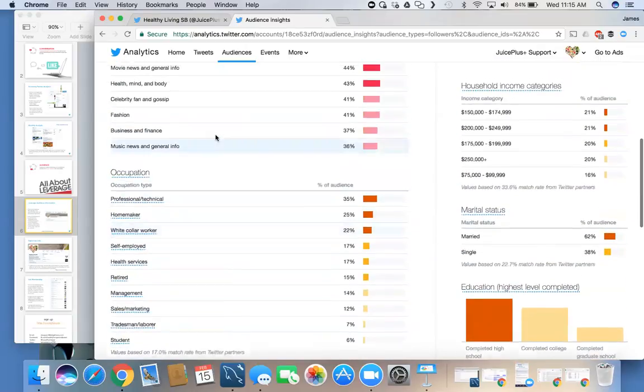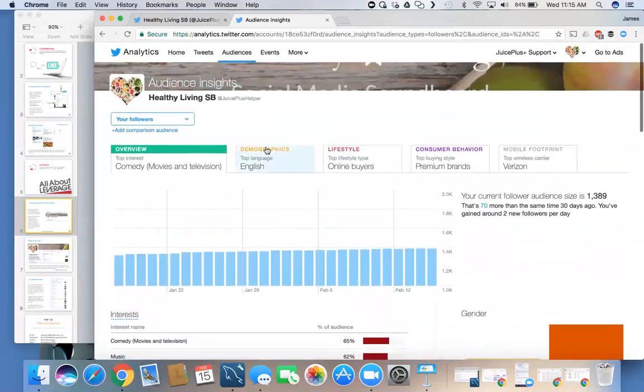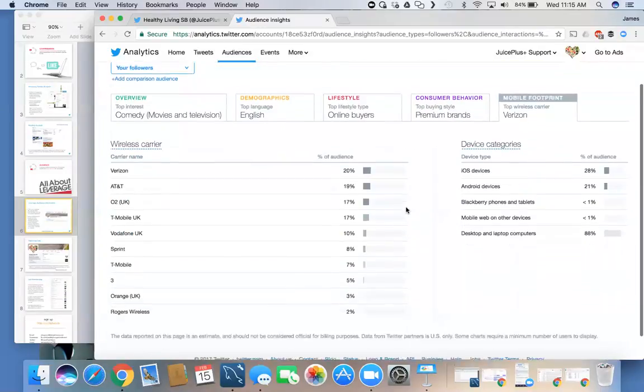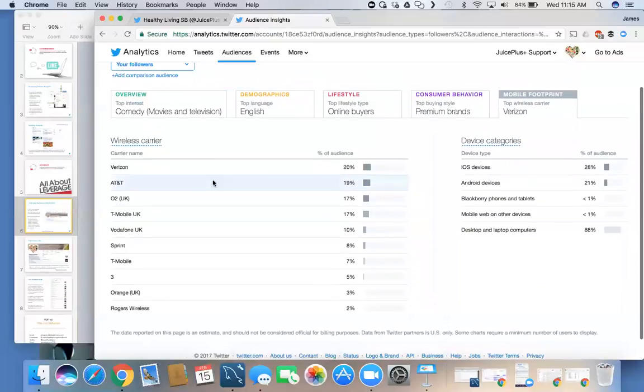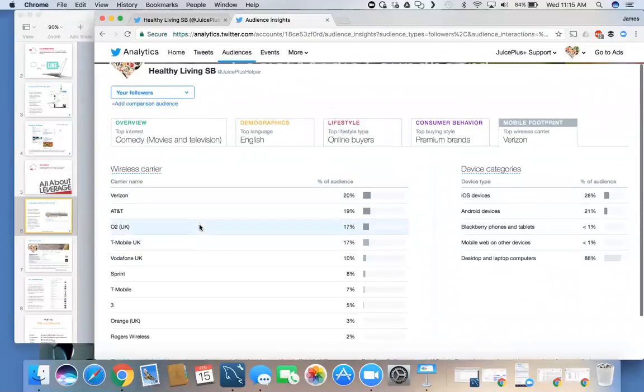When you click around in these tabs, you're going to get a little bit more information. They're just going to break it out for you. Sometimes it's interesting to see how many people are on mobile versus desktop. This obviously is not that important, although it is interesting to see that 17 plus 17 plus 10, so over 30% of my audience is from the UK. That's very interesting to note.